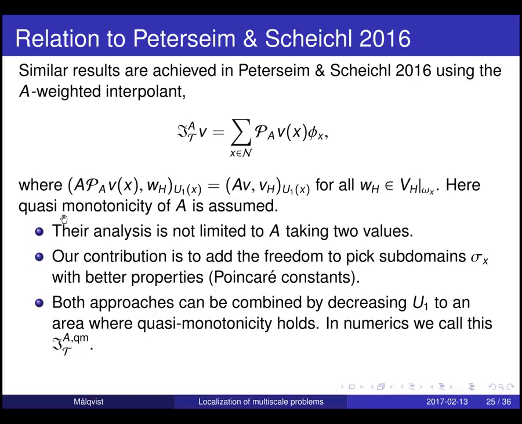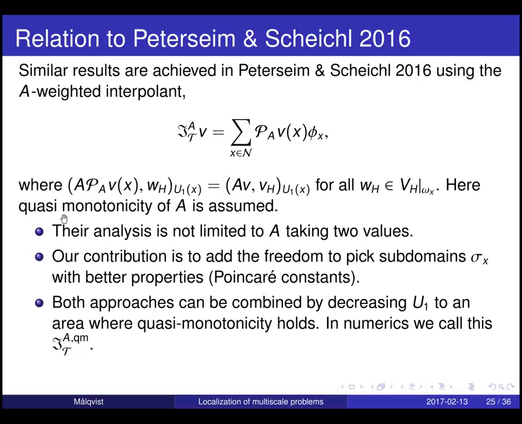So it's sort of similar. We only take into consideration the omega 1 part when we compute these averages. So here you would also take into consideration a neighboring black channel coming in. But otherwise it's very similar. So we are very similar to what they have already done. Their analysis is not limited to A taking 2 values. But our contribution is that we have added this freedom to choose sigma x with better Poincare constants.